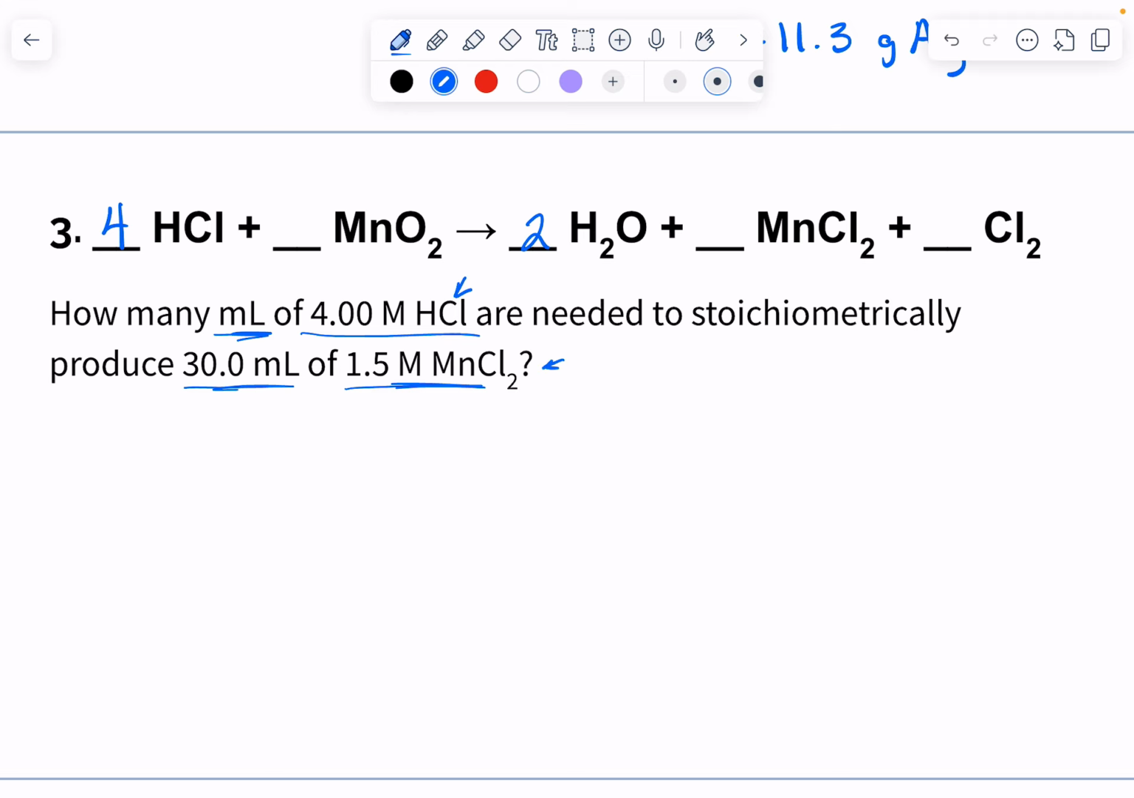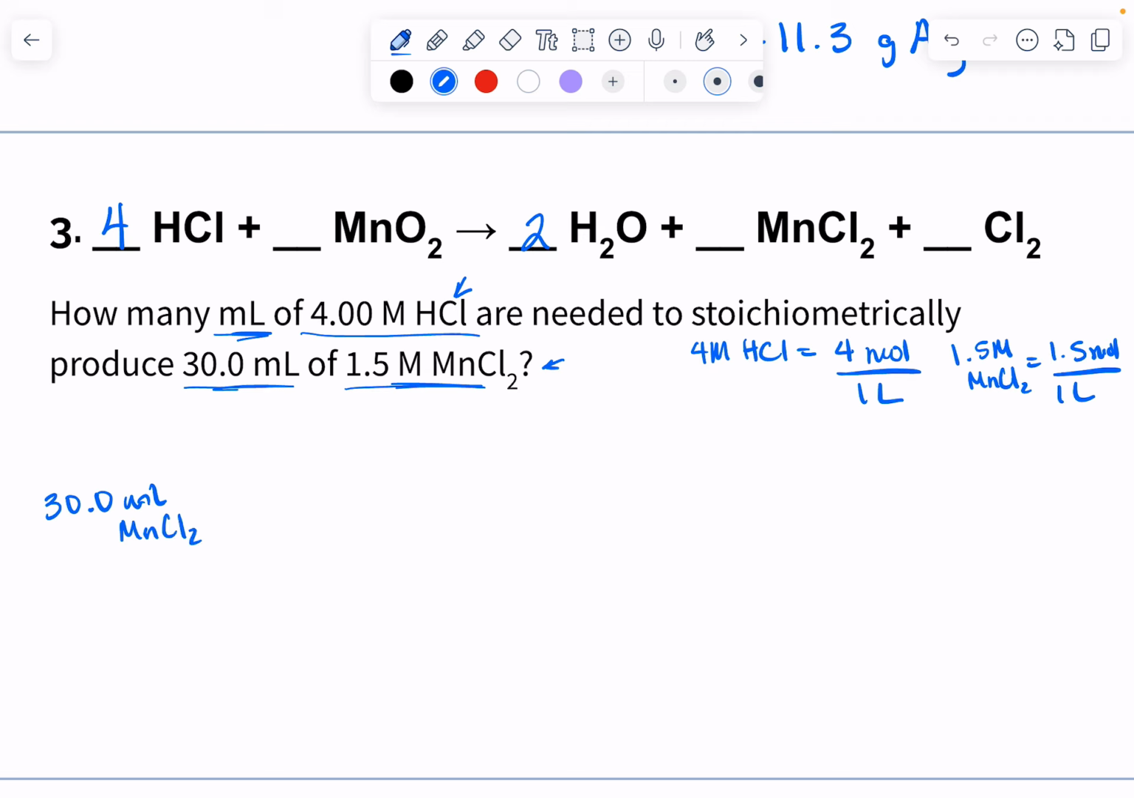Okay, so this tells us that for our HCl, it's 4 molar, which means it's 4 moles per 1 liter, and 1.5 molar of the manganese chloride is 1.5 moles per liter. Okay, just keep that in mind. So we're starting with 30 milliliters of our manganese chloride. And our first step, we can't use milliliters. Remember, your molarity is in liters. So if you have milliliters, you need to get that into liters. So use your basic conversion, milliliters to liters.